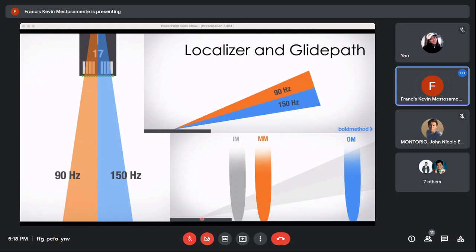So that's how the ILS system works. It gives you horizontal, vertical, and the distance from the runway as you approach or establish your landing.